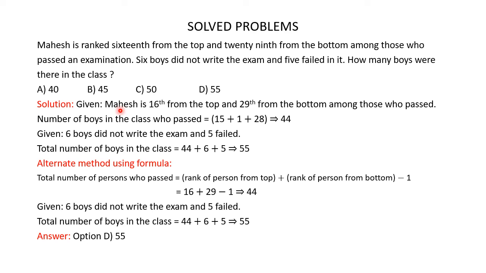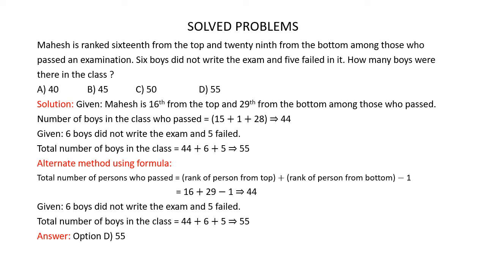Now it's given that Mahesh is 16th from the top and 29th from the bottom among those who passed. So number of boys in the class who passed is equal to 15 plus 1 plus 28, which is 44. It's given that 6 boys did not write the exam and 5 boys failed. So total number of boys in the class is 44 plus 6 plus 5, which is 55. So there are 55 boys in the class.